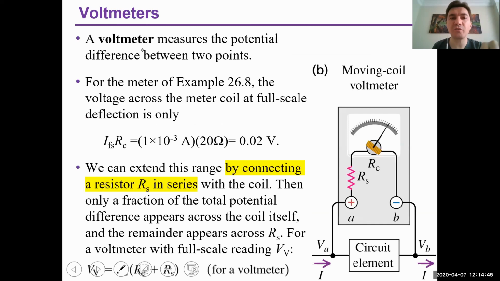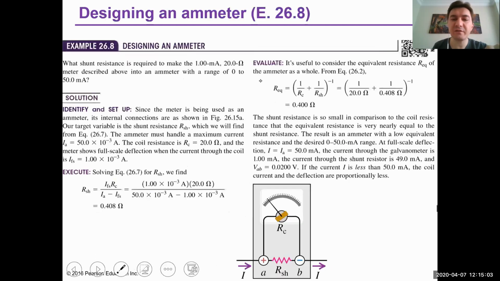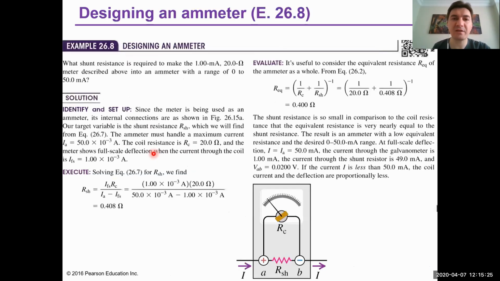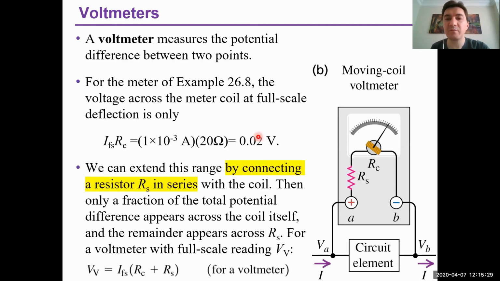And now let's have a look at voltmeters. Do you have any question here? Okay, a voltmeter measures the potential difference between 2 points. We already know that. So if you use the same circuit, you can calculate the potential difference like this: the maximum full-scale current times the resistance of the coil. We know that it is 1 milliamp here and 20 ohm, put them here. So the maximum measurable voltage here is 0.02 volt, okay?